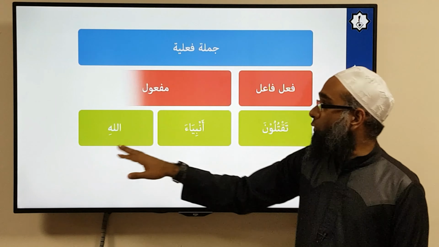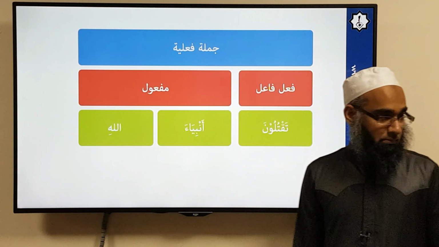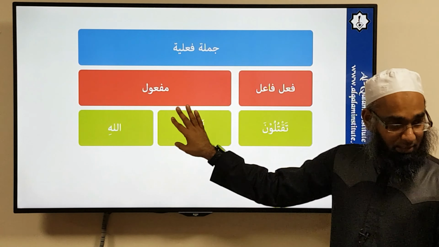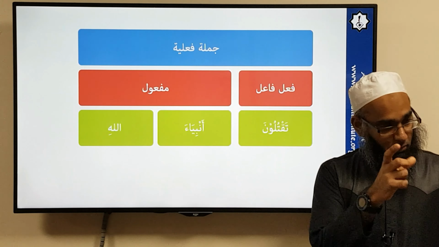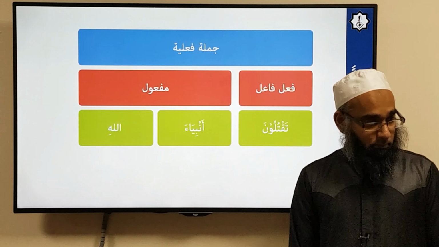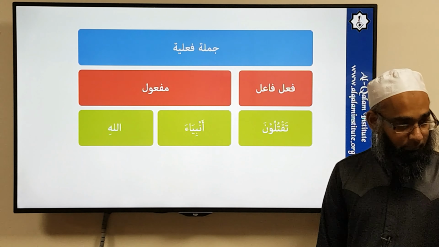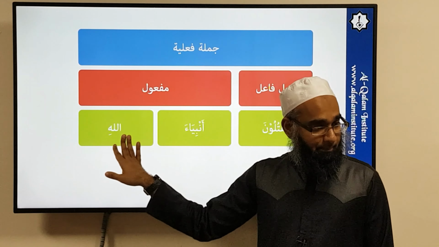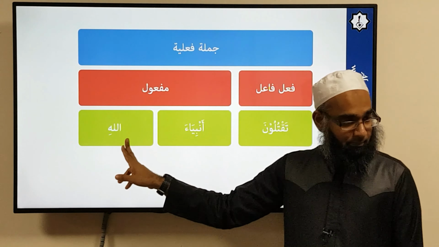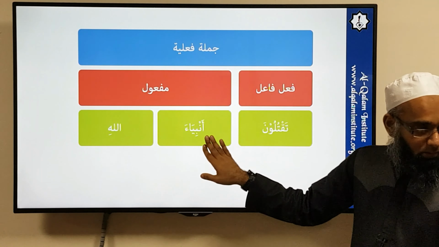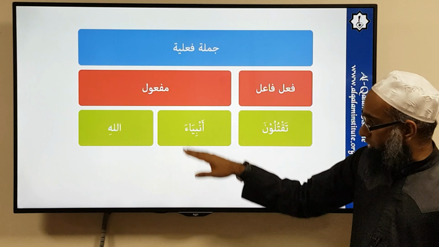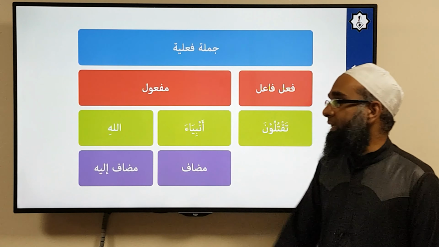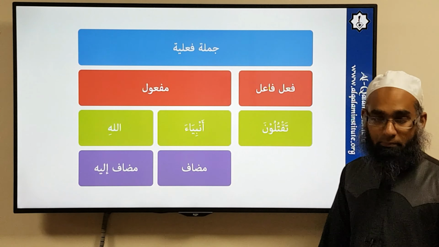The maf'ul. What's the structure of the maf'ul? It's not one word, is it? It's two words, so it must have some kind of composition. Is it mawsuf sifa? No. Ismul ishara musharun ilay? No. Mudaf ilay? Yes. What's the first word called? Anbiya. The first is mudaf and the second is mudaf ilay. And translation will be?